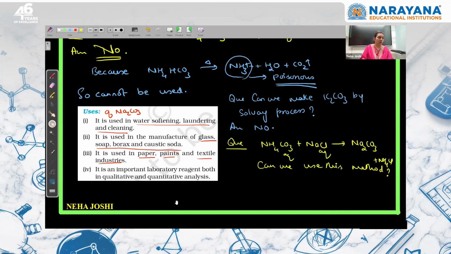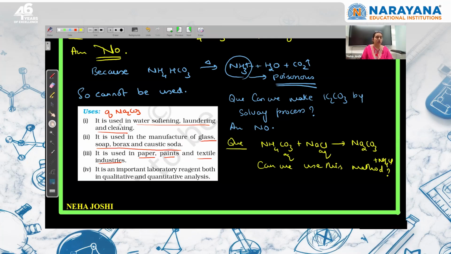Answer is again no. Why is the answer no? Because if you use this method, then Na2CO3 and NH4Cl, the two products formed, are highly water soluble. And so you won't get any precipitate or you cannot take them out of water. They will remain in the solution and thus you will not have formation of Na2CO3·10H2O.